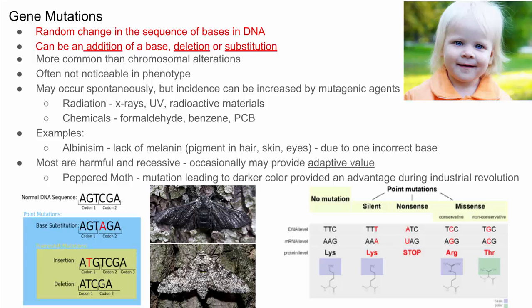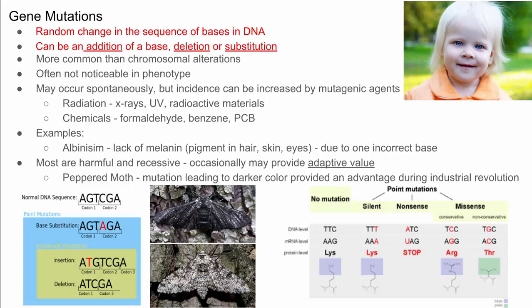Now, a substitution mutation affects one amino acid in the protein that it codes for. However, these mutations, because of the way our DNA code works, every three bases is a code for one amino acid. So if you insert one new base in, it shifts everything forward one. And therefore, it can change many of the amino acids that go into the protein. So typically, we call those frame shift mutations.